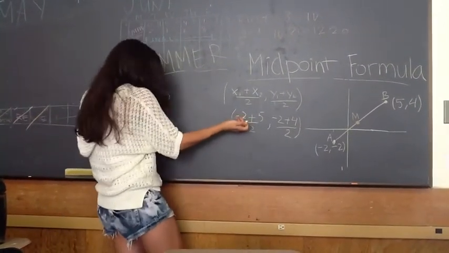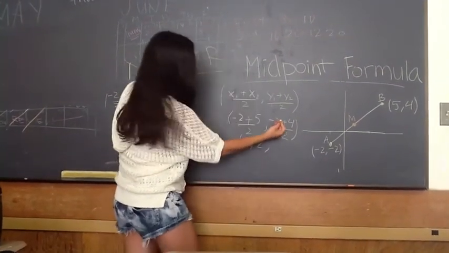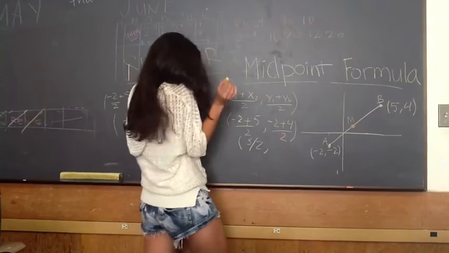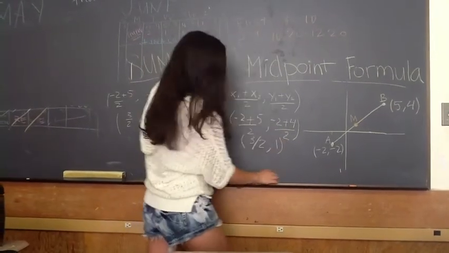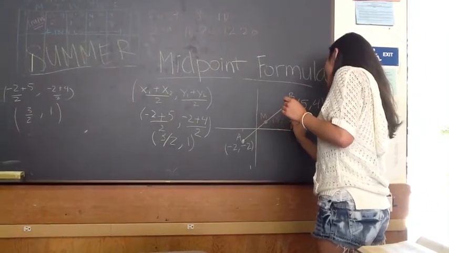Okay, here you get 3 halves. And when you add these, you get 2 over 2, which equals 1. So the coordinates of point M are 3 halves and 1.